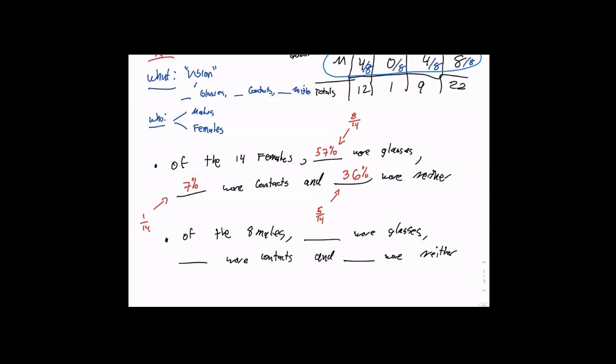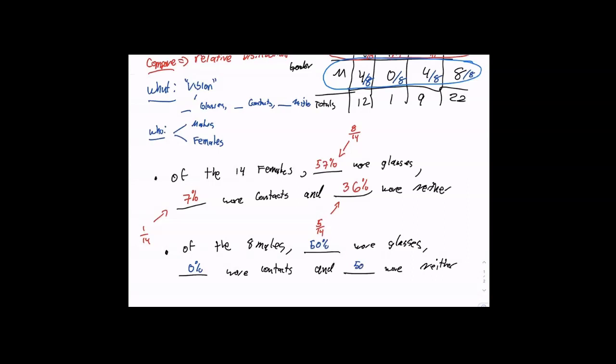So, what percent wore glasses? 50%. Perfect. And then 0%. And finally, how many were neither? Another 50. Perfect. They add up to 100%. I know I've done it right. Boom.